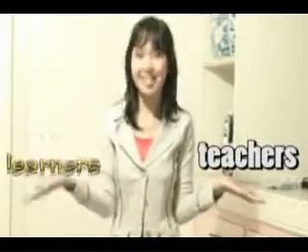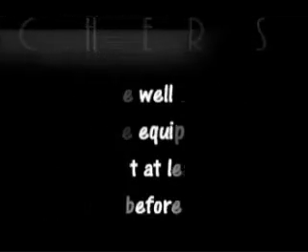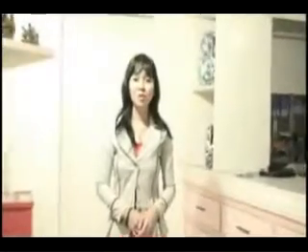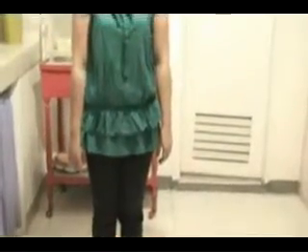Speaking of essential, two other important elements of distance learning are the teachers and the learners. It is important that they be well oriented to the equipment and conduct at least one trial run before beginning to teach. The instructor needs to know about such details as paying attention to his or her clothing. Shiny jewelry should be avoided because it can cause too much reflection and can be distracting. Solid colors transmit the best, and the teacher should avoid very dark or very light colors.